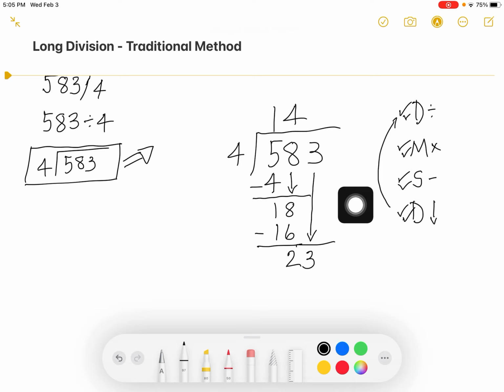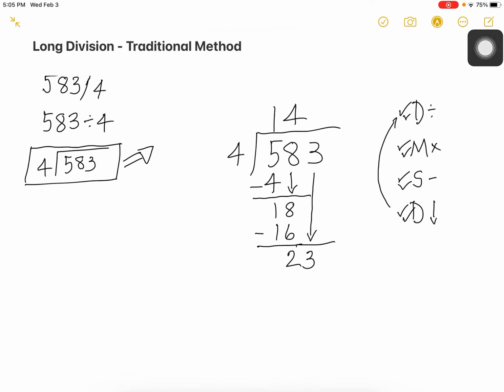Again, we keep following and going down the problem, so now we'll be looking at the 23. How many times does 4 go into 23? It goes in 5 times. That's the division. 5 times 4 is 20. That's our multiplication. 20 taken away from 23 gives us 3. That's our subtraction.